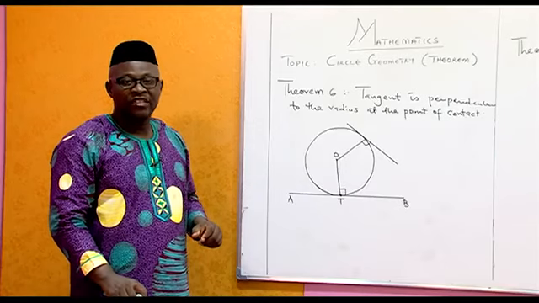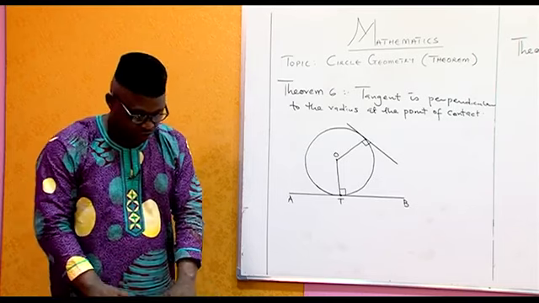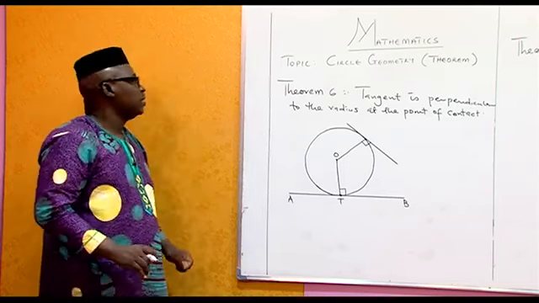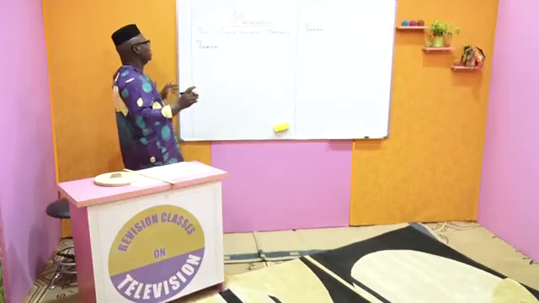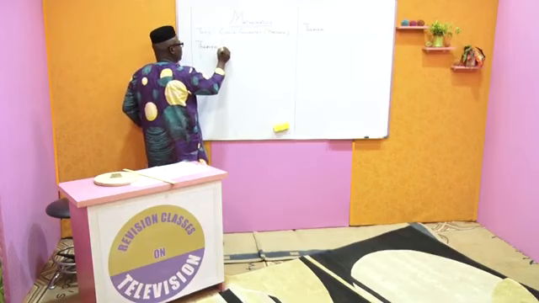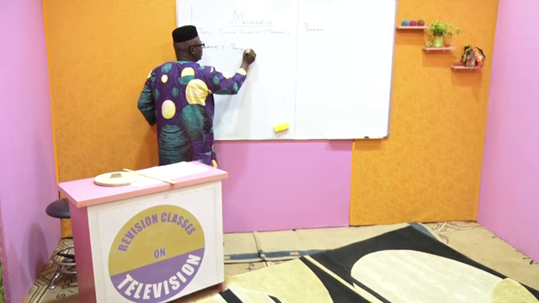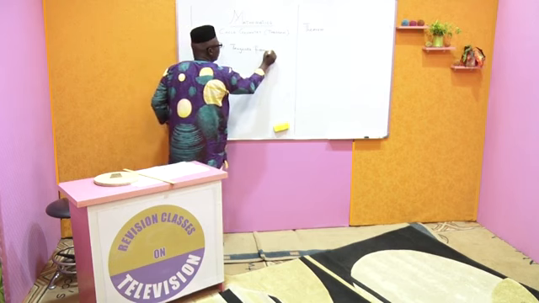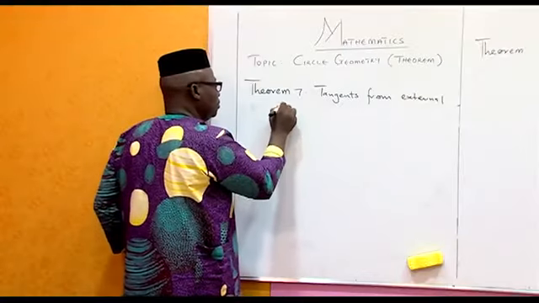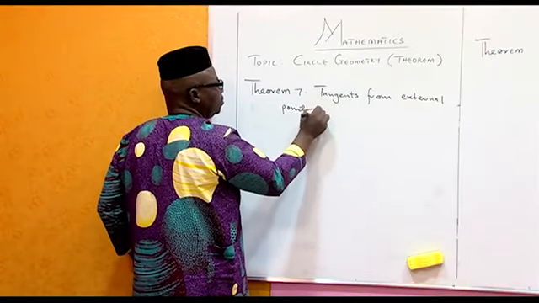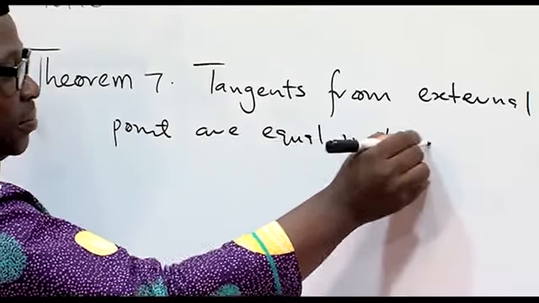We move on to another theorem now. The next theorem is also going to talk about tangent. This time around we are talking about tangent from an external point. We are talking about two tangents, so say tangents from an external point are equal in length.